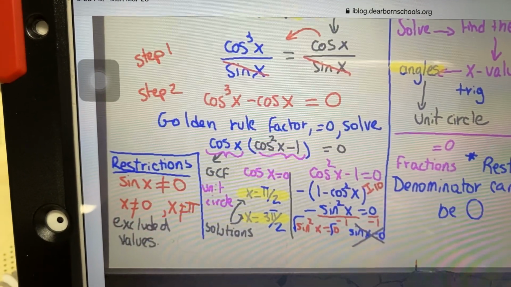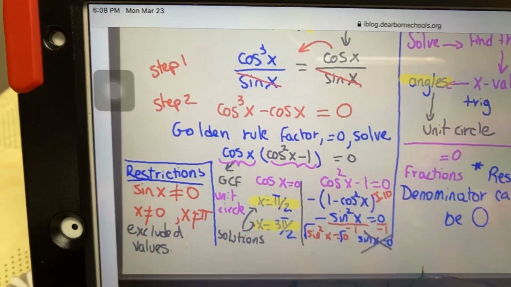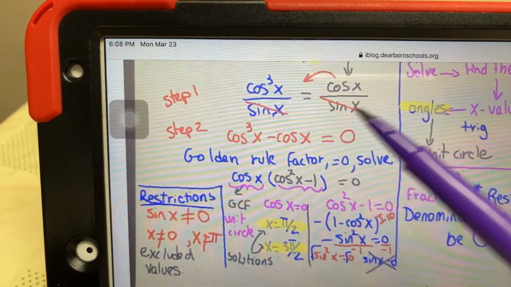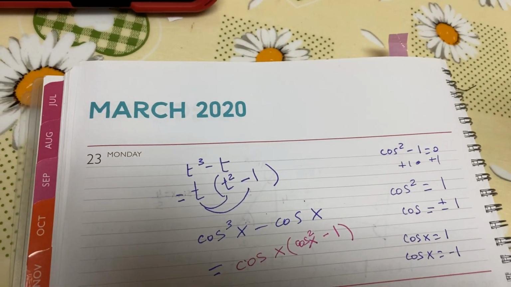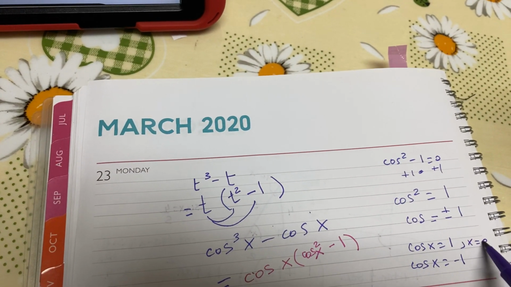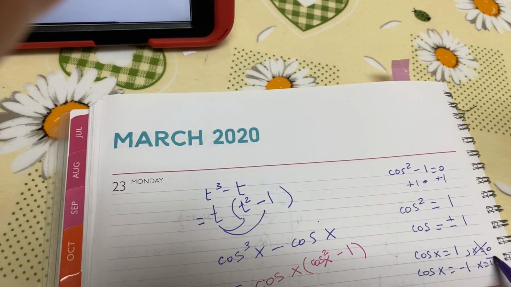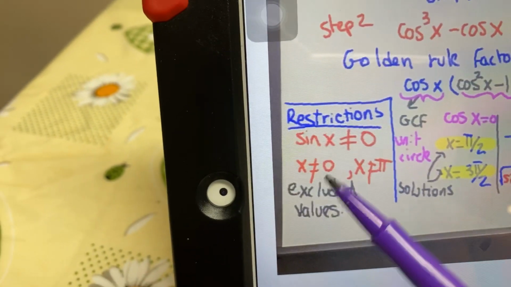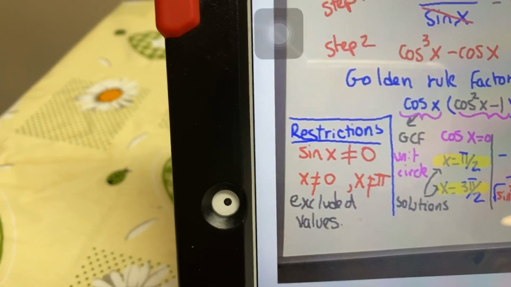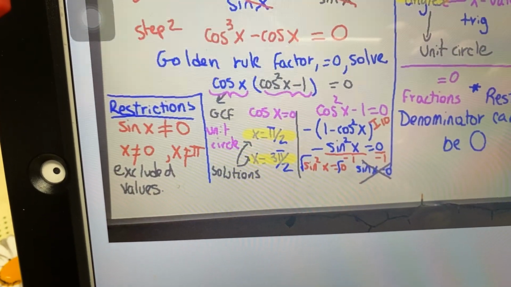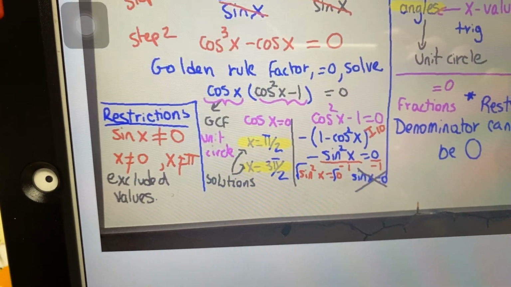If you have used the identity, you can cross it right away because the sine cannot equal 0, the denominator cannot equal 0. If you followed this method, this is going to give you x equals 0. This is going to give you x equals pi. And in both cases, I have to cross these out. Why? Because those are restrictions. So the only solutions will be the ones highlighted, pi over 2 and 3 pi over 2.